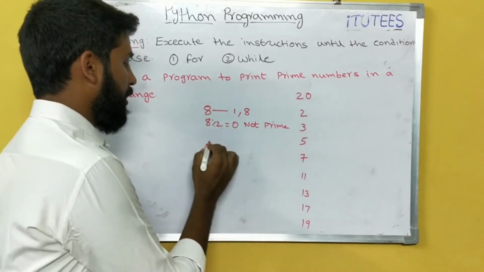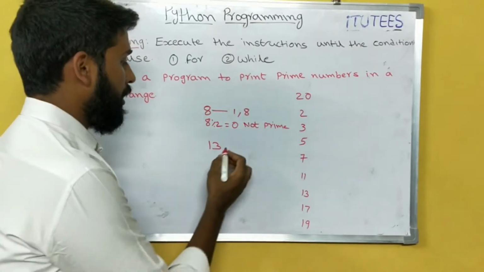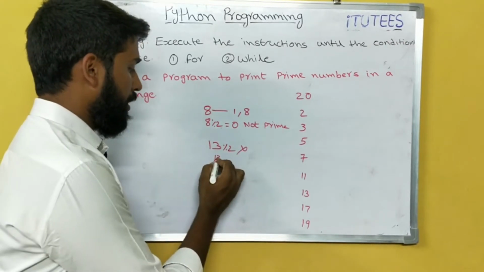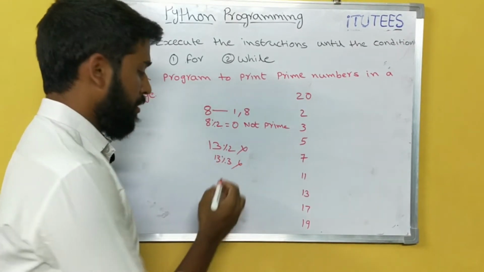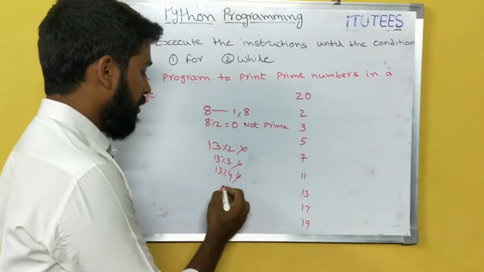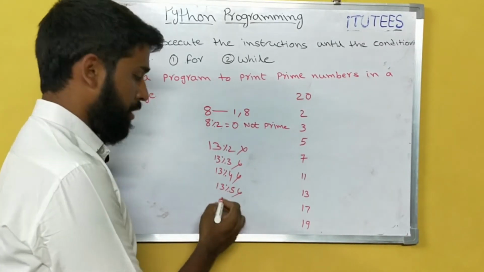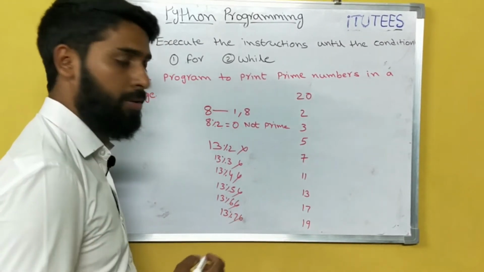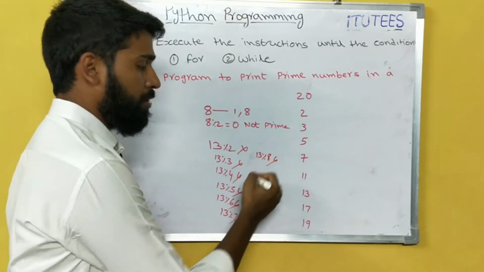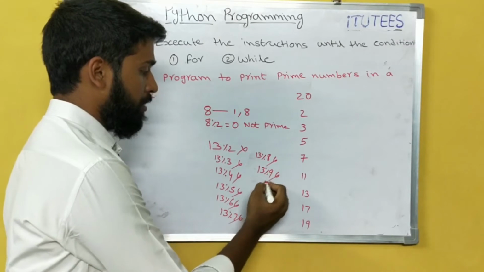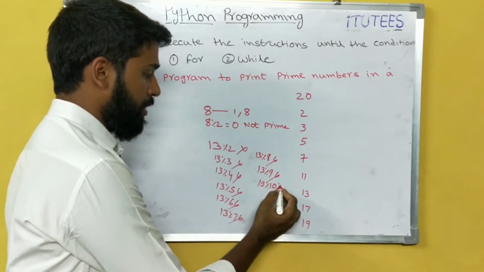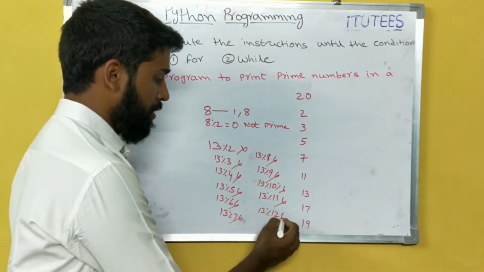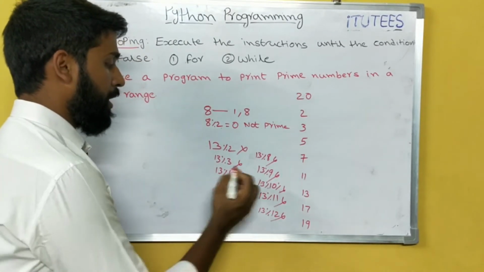Take another number, for example 13. So 13 divided by 2, no, it does not return 0 remainder. 13 % 3, no. 13 % 4, no. 13 % 5, no. 13 % 6, no. 13 % 7, no. 13 % 8, no. 13 % 9, no. 13 % 10, no. 13 % 11, no. 13 % 12, no. So 13 is a prime number.